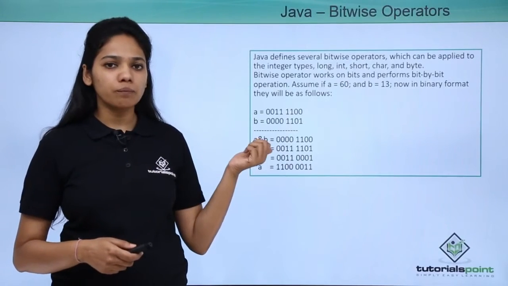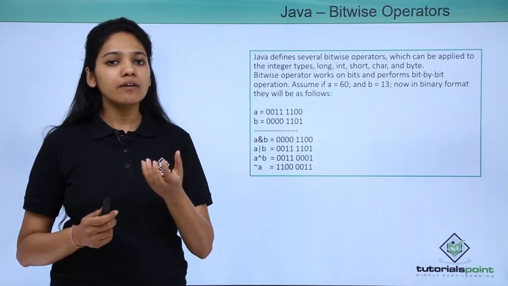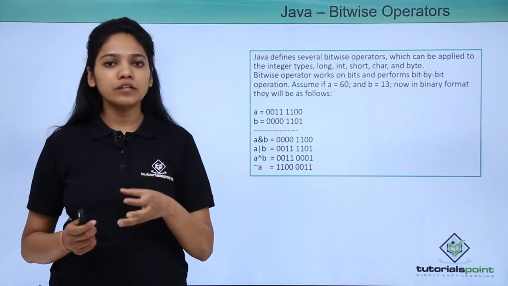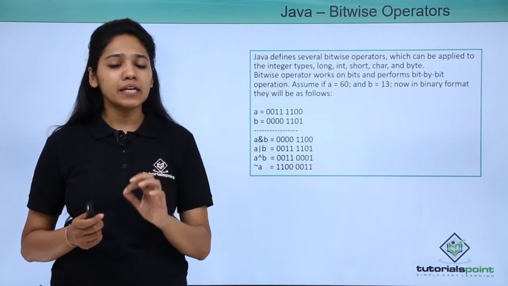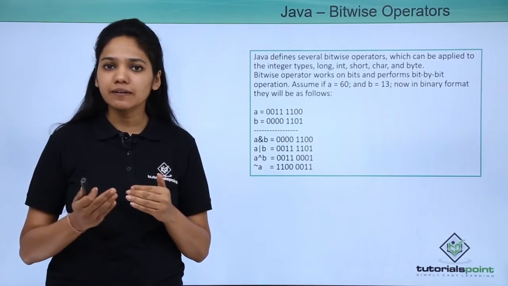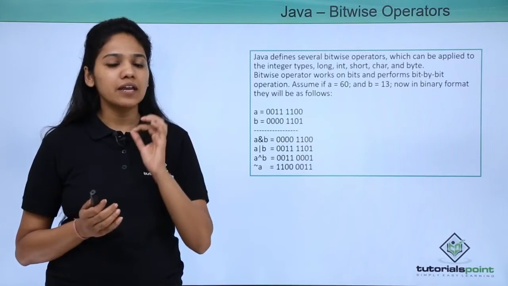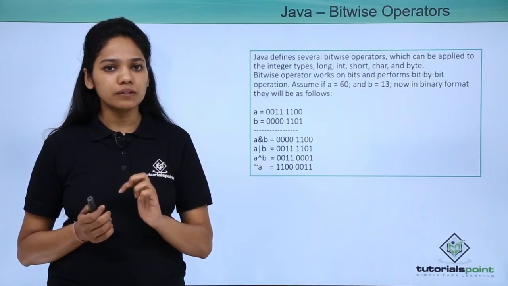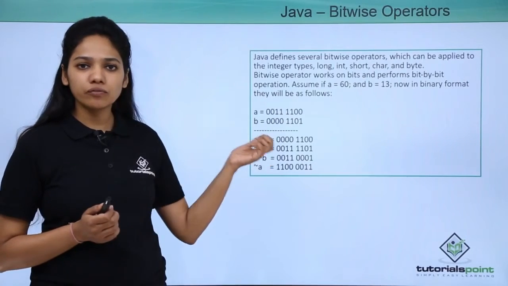So, who supports these bitwise operators? You have integer data types which are supported for bitwise operations, like int, short, long, byte, and char. Why do you use a char? A char is nothing but a character, but every single character has a certain binary value associated with it. We have taken here an example of A and B.